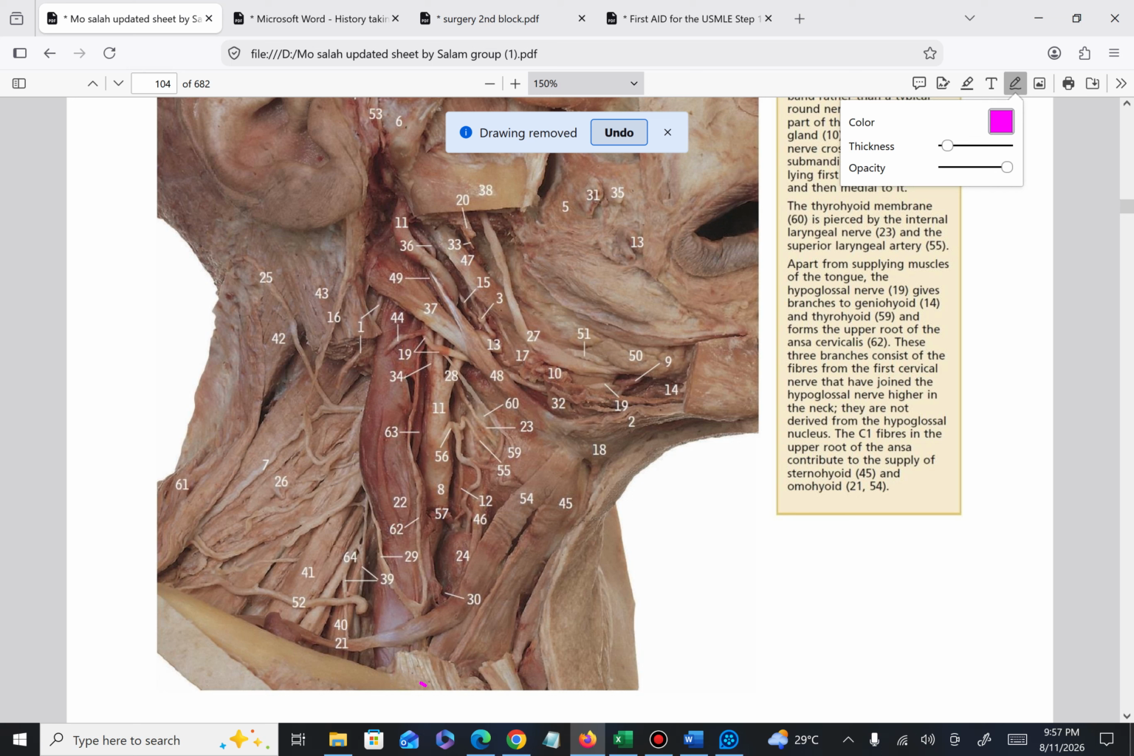Anatomy of the posterior triangle of the neck. So the neck is divided into two triangles, the anterior triangle and the posterior triangle, by the muscle called the sternocleidomastoid muscle.